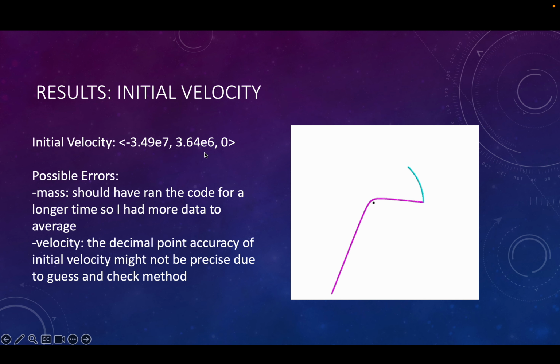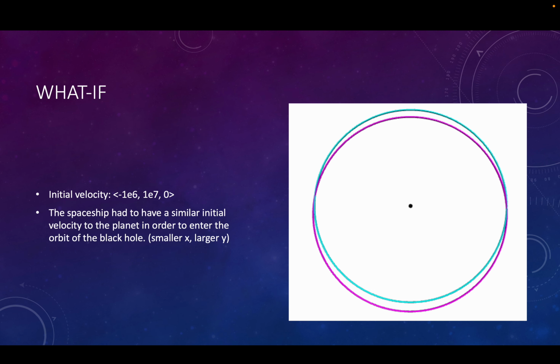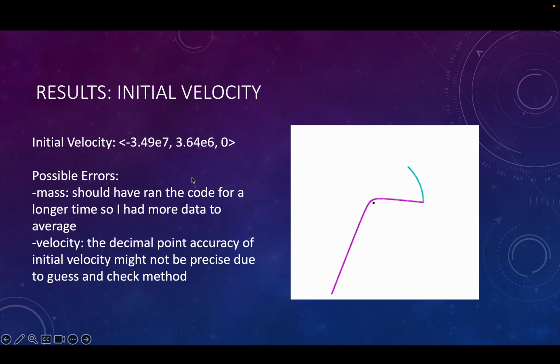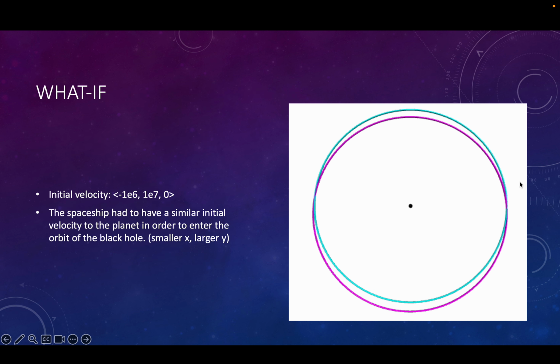And some possible errors throughout this experiment: for mass, we should have run the code for a longer time so I had more data to average. And for the velocity component, the decimal point accuracy of the initial velocity might not be as precise as we would like due to a guess and check method trying to get close to the black hole.